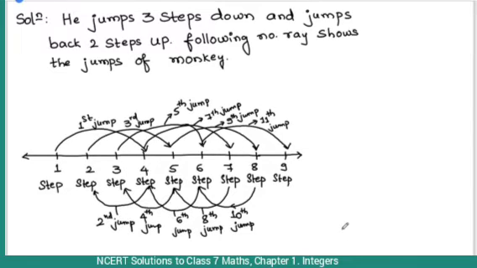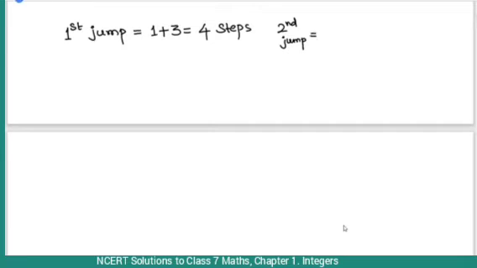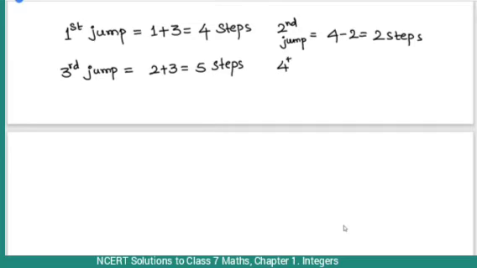Or we can find it with another method, that is by adding 3 steps and by subtracting 2 steps. So in the first jump, we will be adding 3 steps. 1 plus 3 is equal to 4 steps. And in the subsequent step, we will be subtracting 2 steps. So in the second jump, 4 minus 2 is equal to 2 steps. And in the third jump, again we are adding 3 steps. 2 plus 3 is 5 steps. And in the fourth jump, 5 minus 2 is 3 steps.